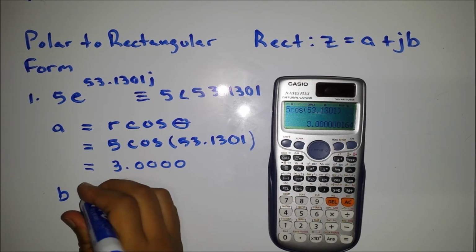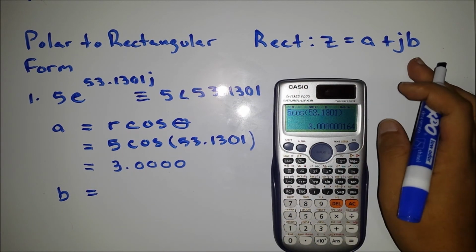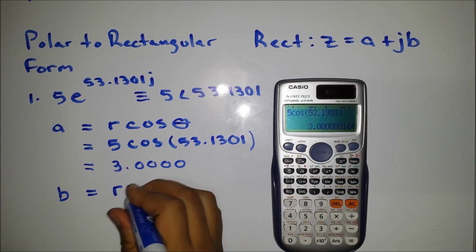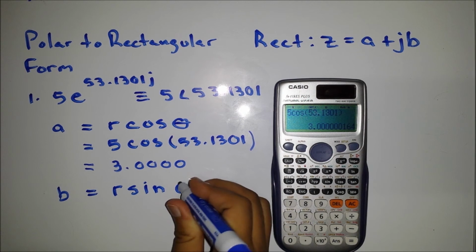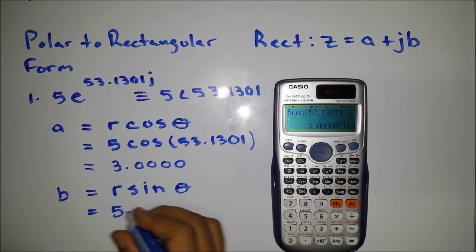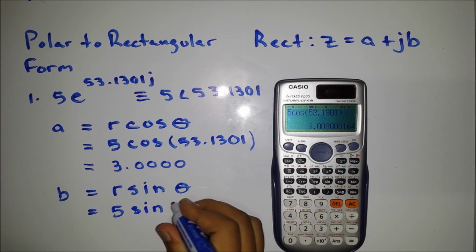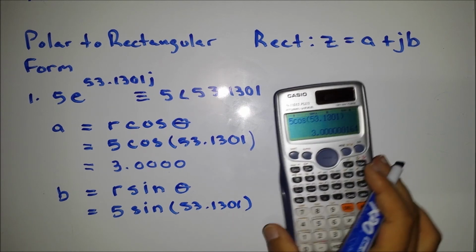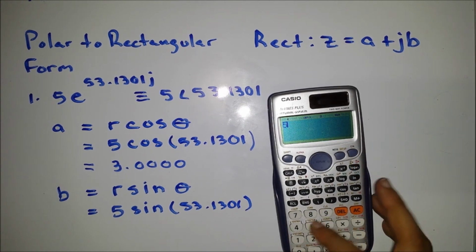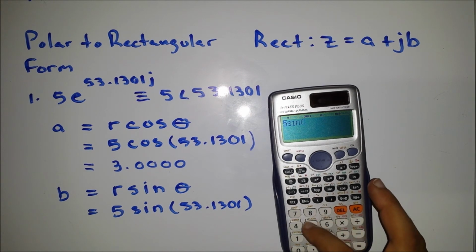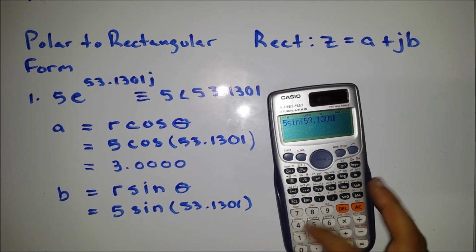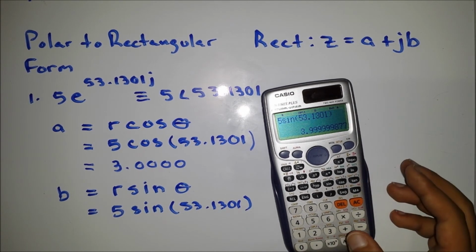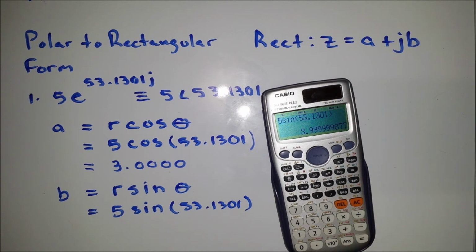Now that we have the real part, we will move on to finding the b value, which is the imaginary part. B is equal to r times the sine of our angle zeta, which means we have 5 times the sine of 53.1301. Once again, using the calculator, we will find our resulting value. And that gives us 3.9999, which is roughly 4.